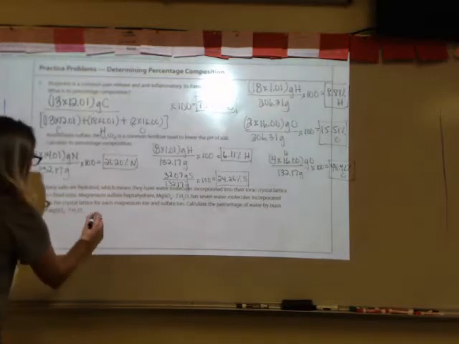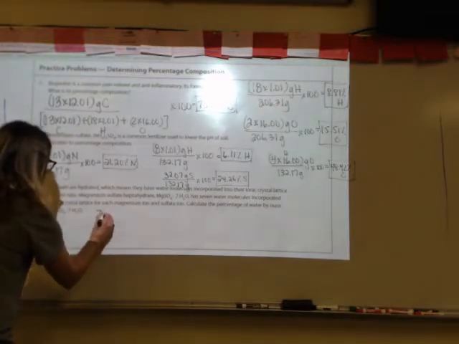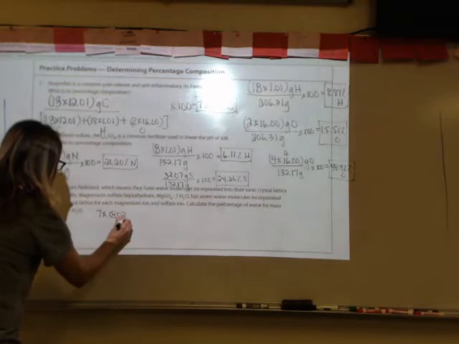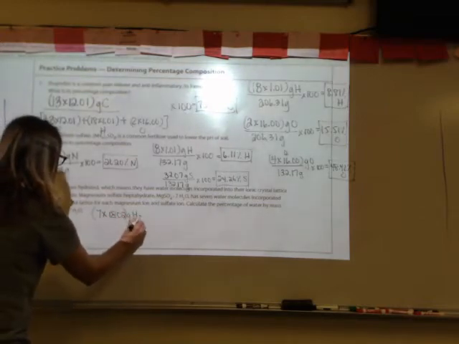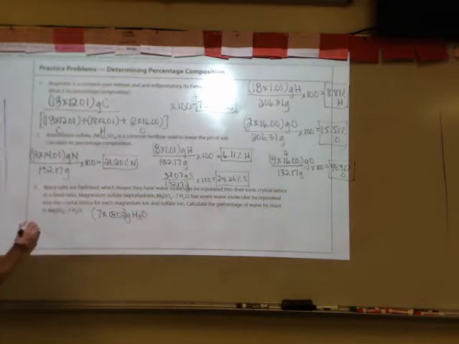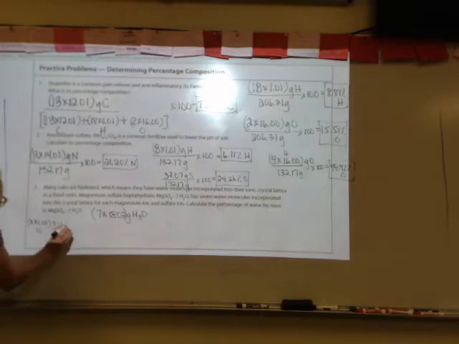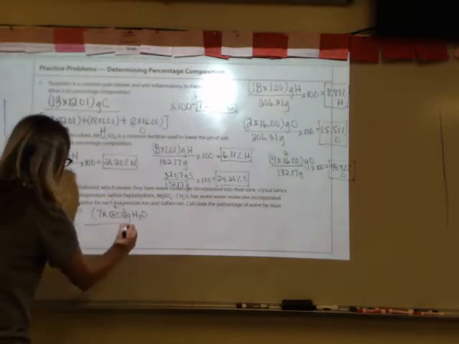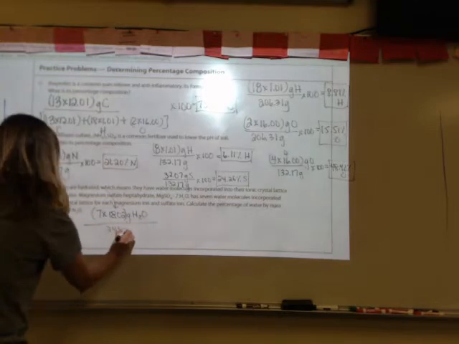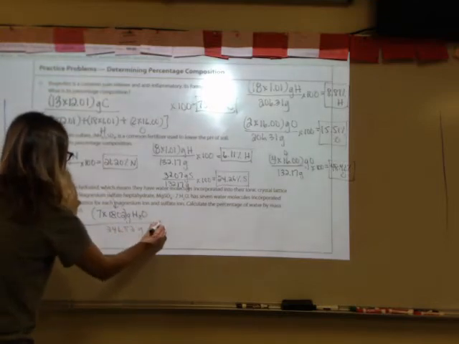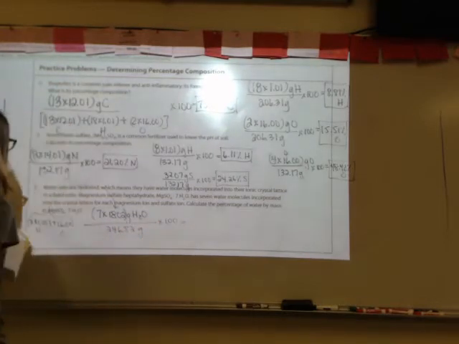So we have 7 waters, so 7 times the mass of water, which is 18.02 grams. So this is the mass of water. 18.02 came from 2 times 1.01 for your hydrogen and 16 for your oxygen. So this together gave you that 18.02. You're going to divide this by the mass of the compound, which is 246.52. And then you'll multiply it by 100.